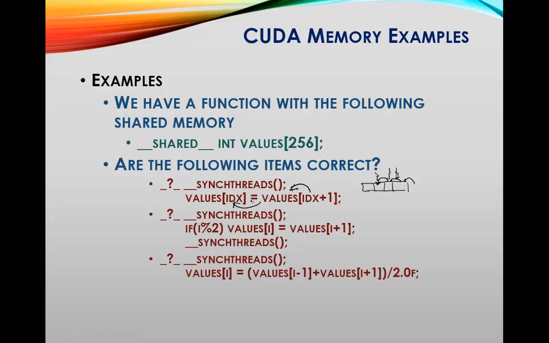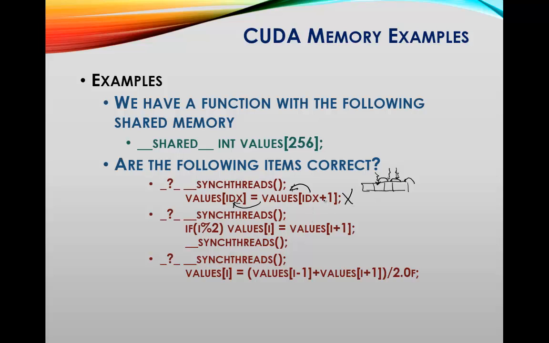And since these two read and write operations are essentially not synchronized, I may have threads that are not necessarily synchronized with each other, and so I may be reading from the element of my next door thread, but my next door thread may not have completed its data assignment. So this program might fail.